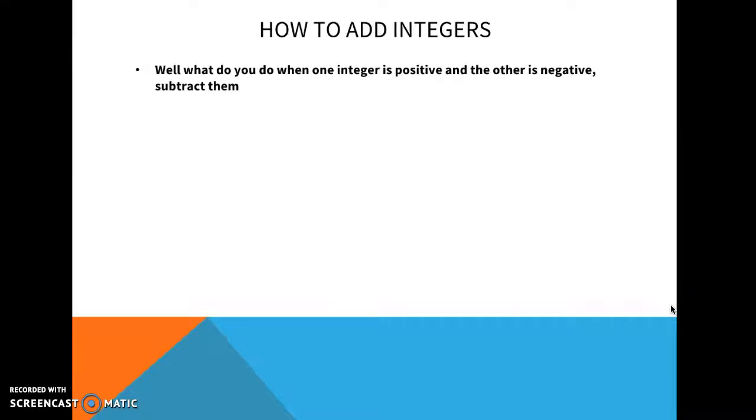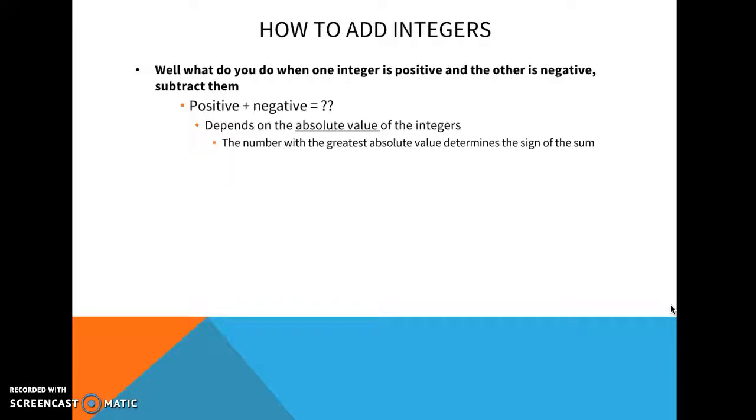So what do we do when one is positive and one is negative? That's when it gets a little bit tricky. When I have a positive plus a negative, to know what sign your answer is going to be, you have to think about the absolute value of both of those numbers. The integer with the greatest absolute value is going to determine the sign of the sum. I'm saying sum because we're talking about addition, so the answer to an addition problem is a sum.